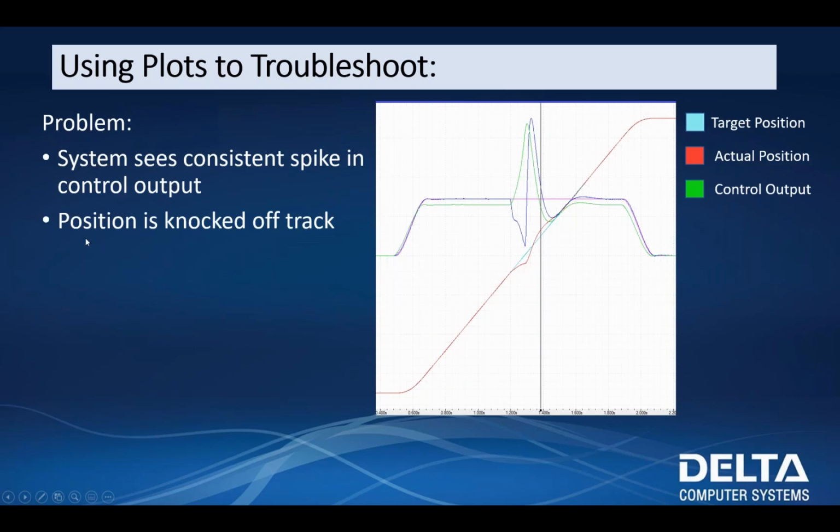What's happening is our position is being knocked off track. So I can see here I'm following along, and then all of a sudden I jump off. Again, I can see my control output is opposing motion. That's good.